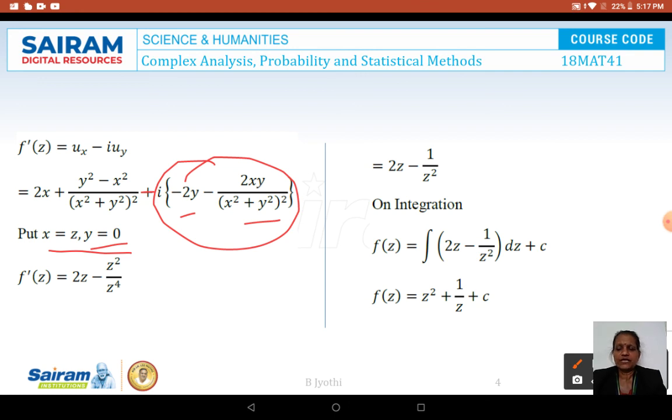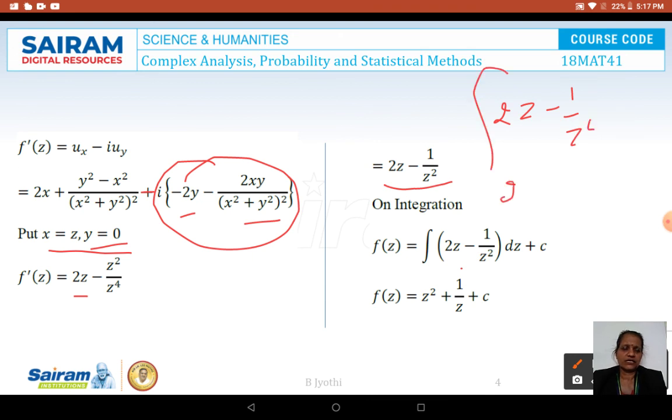Now, when we put x as z and y as 0, we get 2z minus z square by z power 4, or 2z minus 1 divided by z square. Now let us do the integration. The integration of z is z square by 2. See, 2z minus 1 upon z square, the integral.